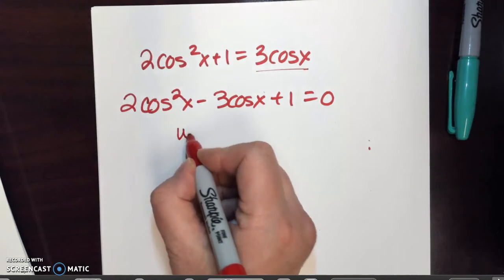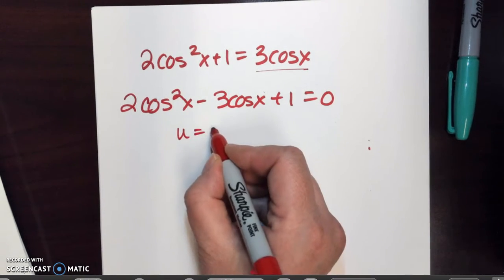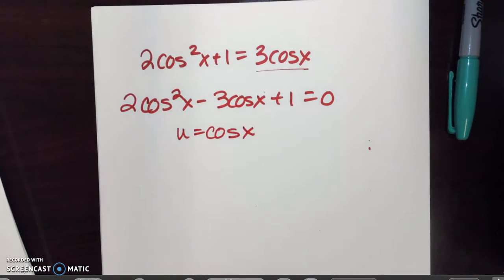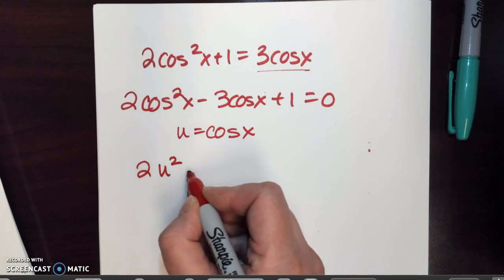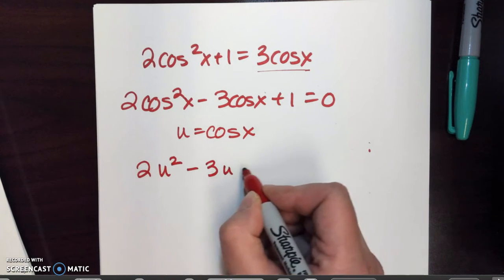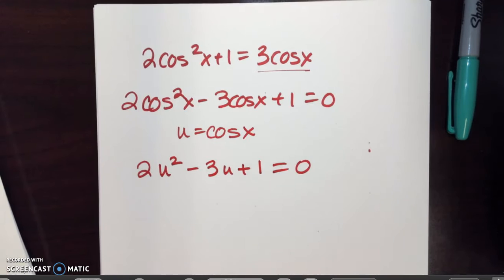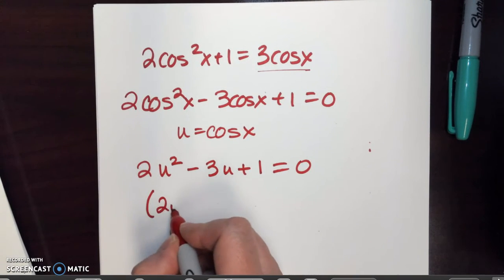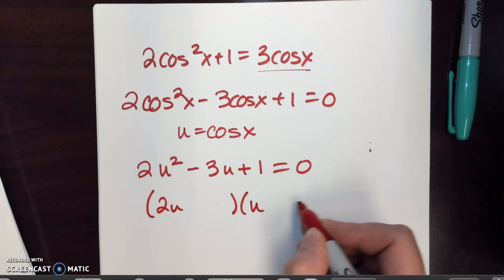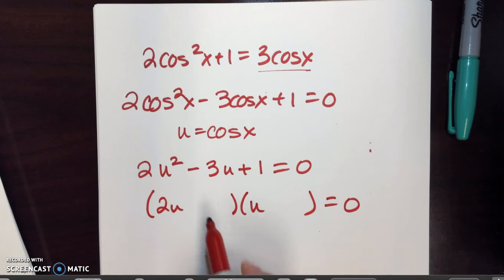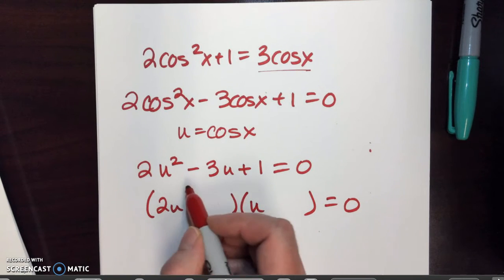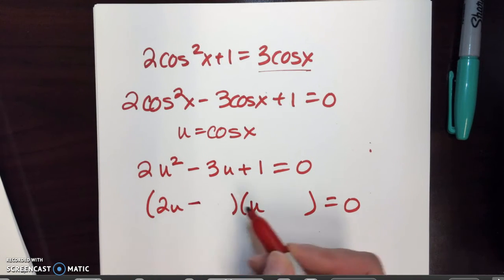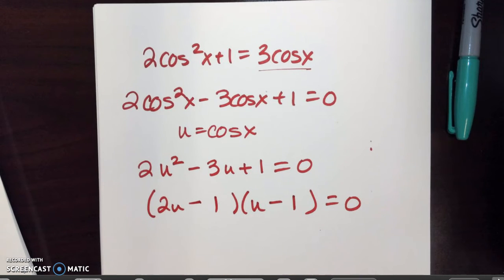So I am going to rewrite this equation, but I'm going to make the substitution u equals cosine of x. So I have 2u squared minus 3u plus 1 equals 0. And you know how to factor that. I have 2u here and u here. And in order for me to get a positive 1 here with negative x coefficient here, these both have to be negative, and we have 1s both places.